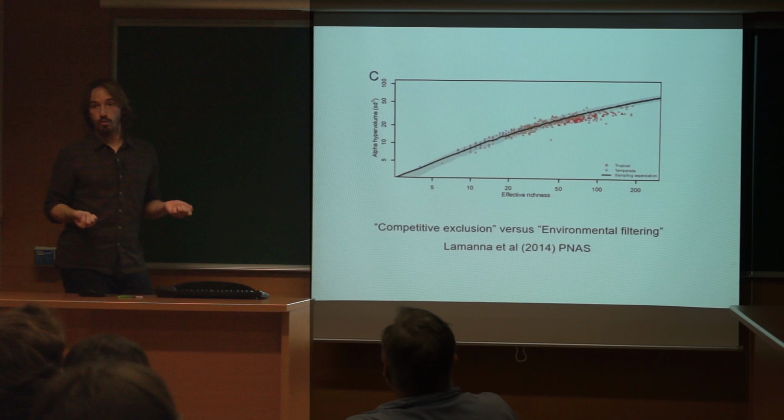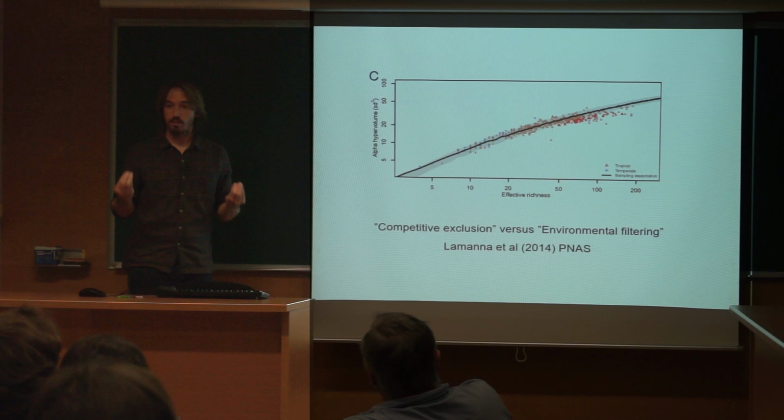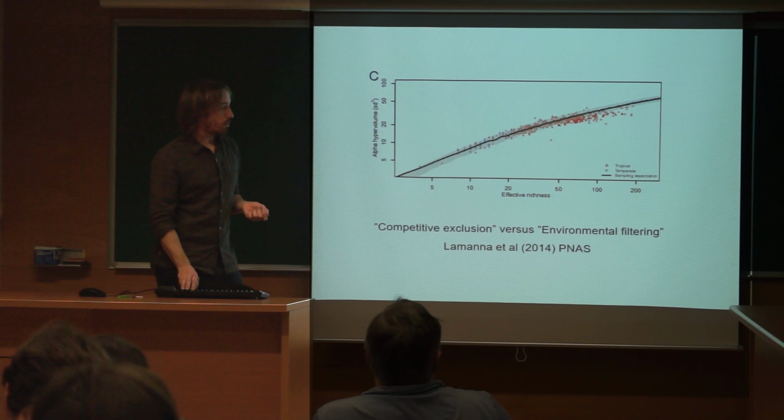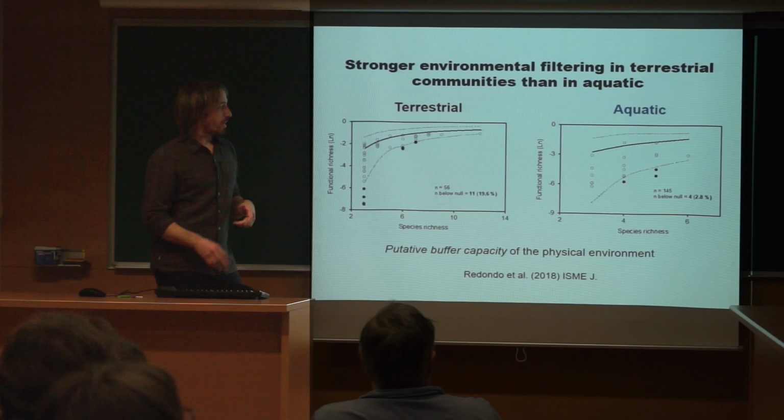Because it would mean that when one new species comes to the community, it would bring new traits. It cannot have the same traits as the ones that were there before. So, it's quite an attractive concept. And Miguel Angel said, okay, I think we can do that with our community. I said, yeah, sure, try. And he actually managed. Again, we saw the same, a bit of this terrestrial-aquatic difference.